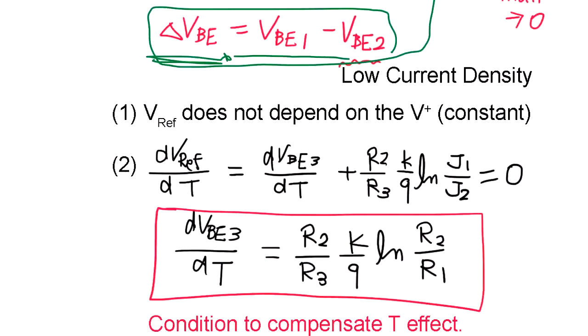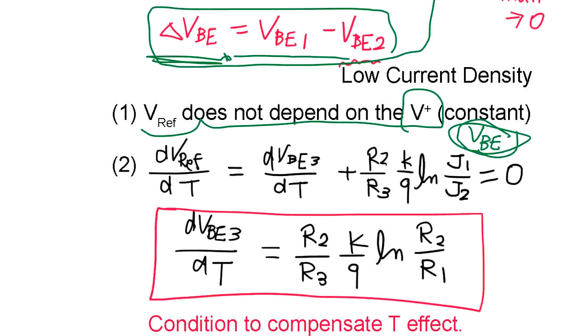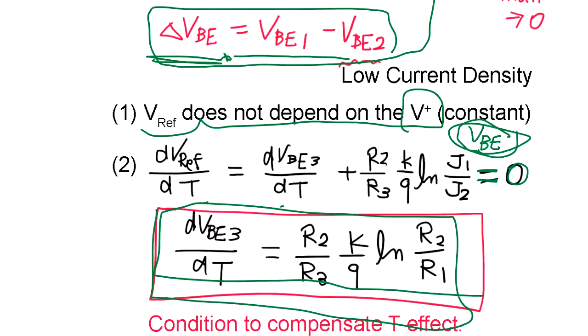And right now we know V reference does not depend on V3 because it all depends on VBE, and VBE doesn't change much when you change the V plus. Now we take a derivative with respect to T of this one and set it to 0. Try to make the temperature dependency 0. So we get this equation. So this is a condition to compensate the V reference to be 1.3 stable over temperature.